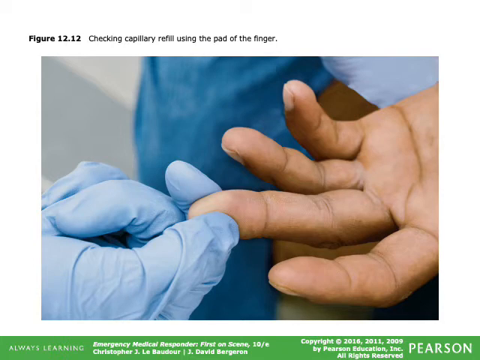All right, this is an image of someone checking capillary refill. So he's squeezing the pad of the finger on both sides. You can see it's blanched or white in the area at the very top. When he releases it, we're going to count how long it takes to go back to a normal color, and that's going to be our capillary refill time.